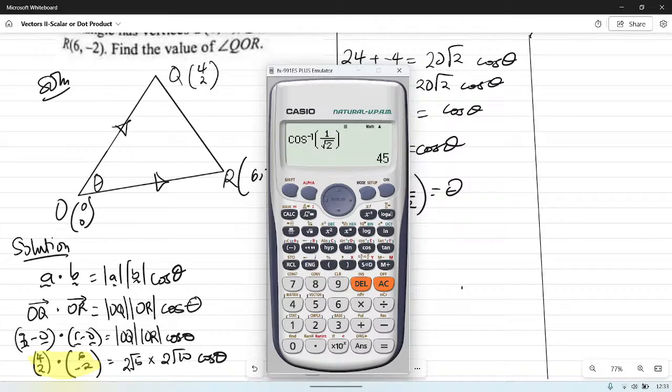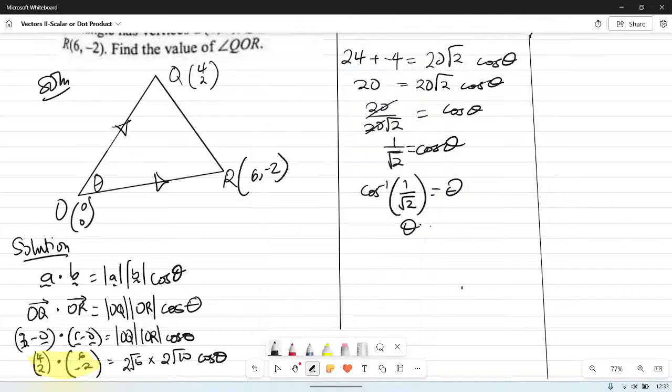Very good. So theta equals 45 degrees. Therefore, angle QOR equals 45 degrees.